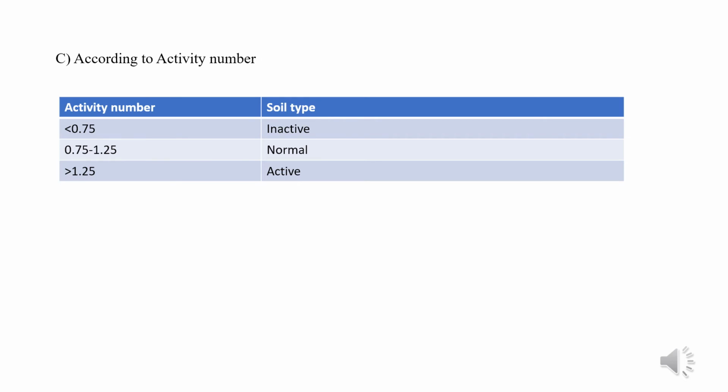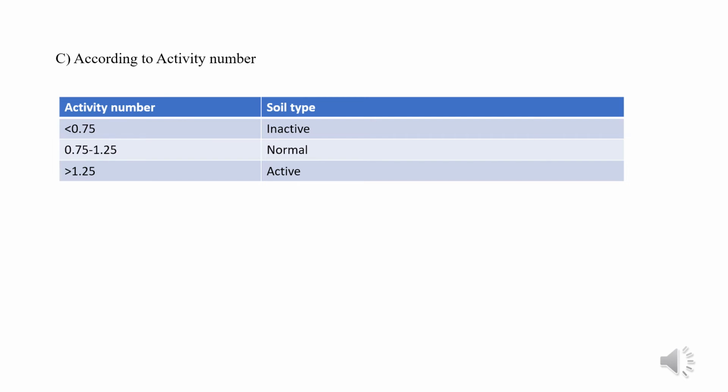Classifying the soils based on activity number, we can look through this table. So we see if the activity number is less than 0.75, it's an inactive type of soil. If activity number is between 0.75 to 1.25, it's a normal soil. If the activity number is greater than 1.25, we call it an active type of soil.